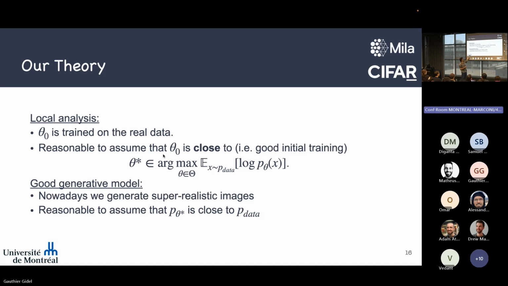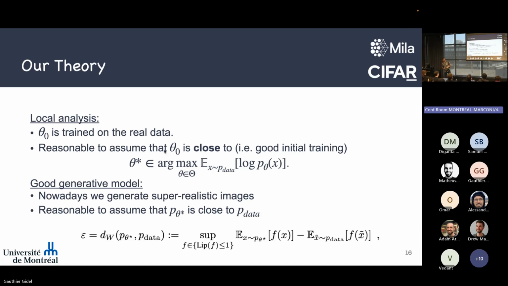What I meant also is that the generative model is good, that the best generative model is close to the data distribution, meaning that you are generating good-looking samples. And we will characterize how far the generative model is from the data distribution with this epsilon.